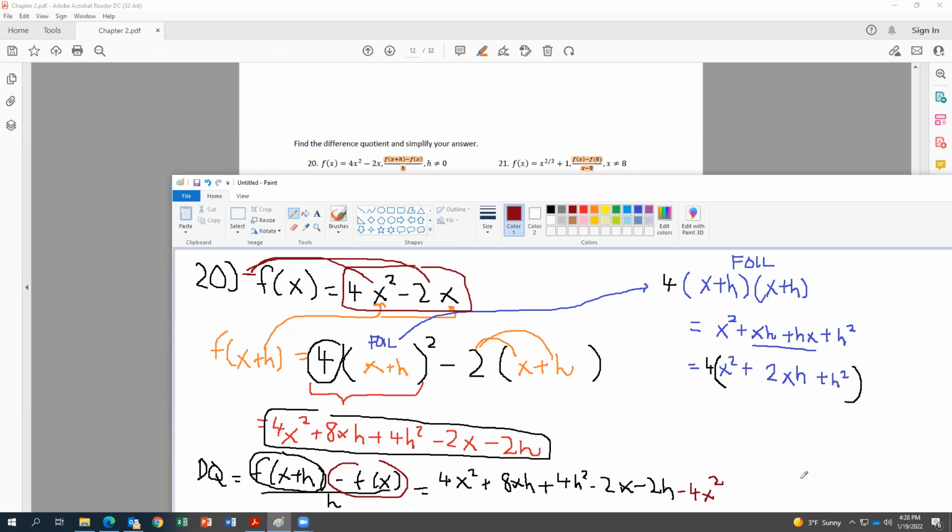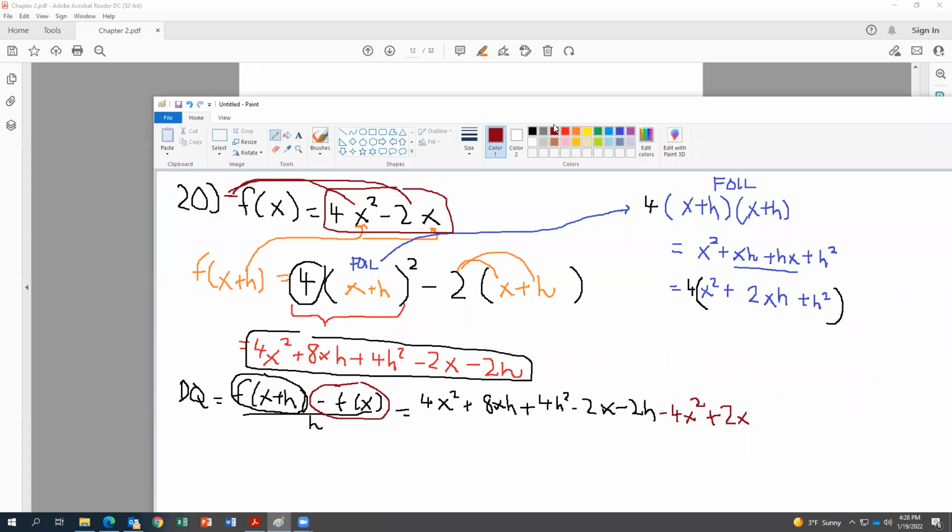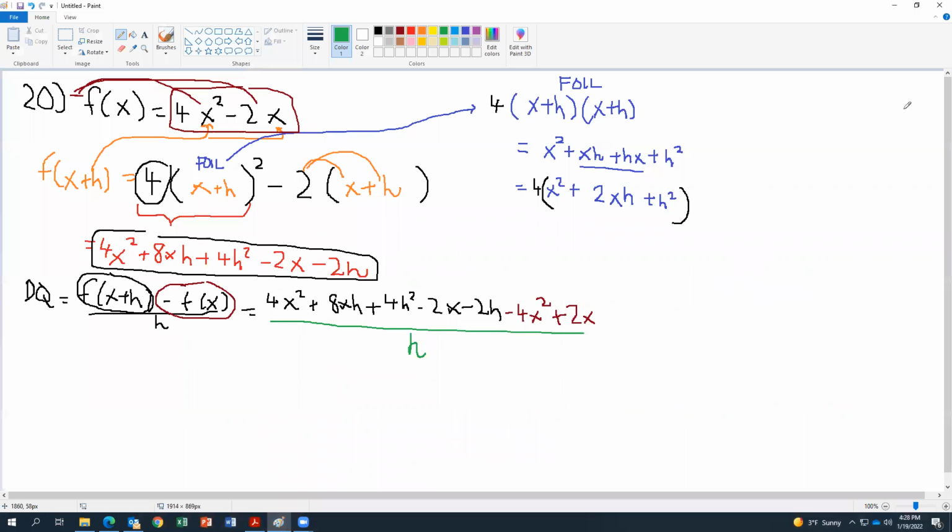And these two negatives will become positive 2x. So the brown one that I did is for the negative f of x. And then you have to make all this over h. This is super difficult, and this is for calculus 1. So if you're going for calc 1, you will see this again.